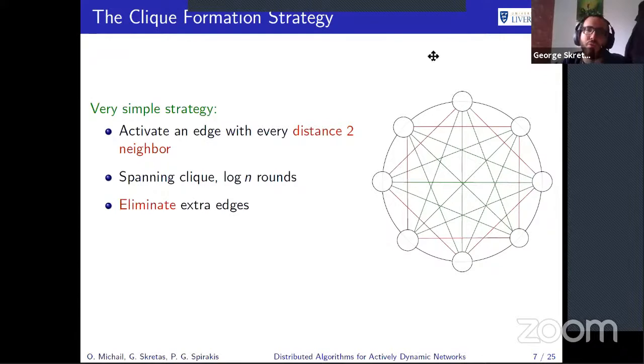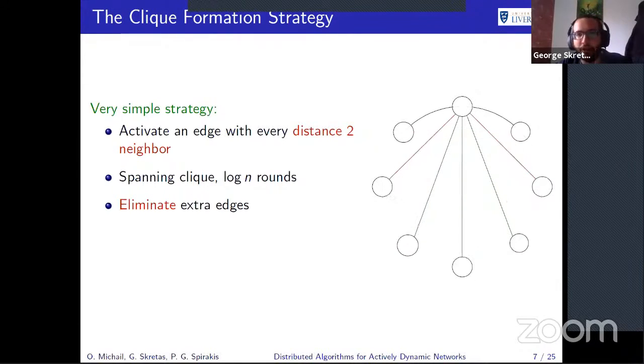And this is very easy to do even in a distributed way, because in a spanning clique, the diameter is 1, so every node can get information from every other node in constant steps. So if I wanted to create a star, I would just eliminate these extra edges here, like this. Okay, so apparently everything can be solved using this strategy. So what is the point of this work?